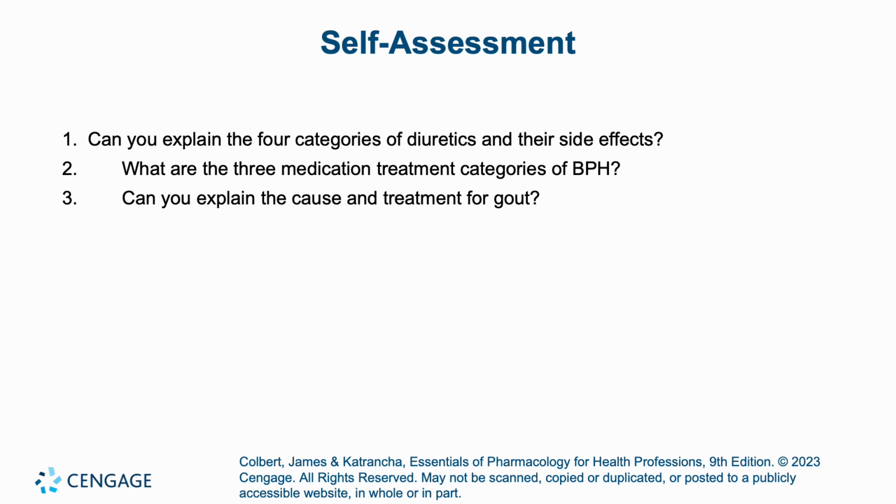Self-assessment. Remember that you can use your self-assessment to kind of check and make sure that you got the main points from the lecture. You also have a lot of resources in your book at the end of each chapter, including quizzes and little knowledge checks beyond what we do here in the lecture. The questions are: 1, can you explain the 4 categories of diuretics and their side effects? 2, what are the 3 medication treatment categories of BPH? 3, can you explain the cause and treatment for gout?